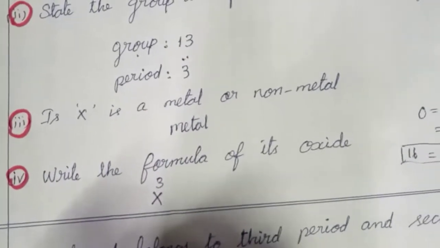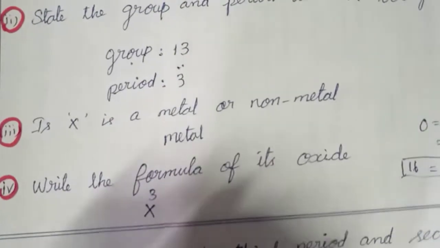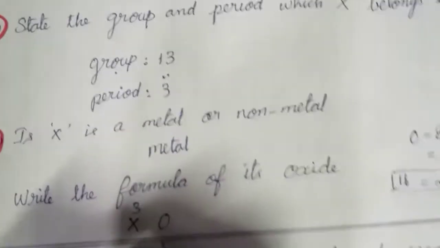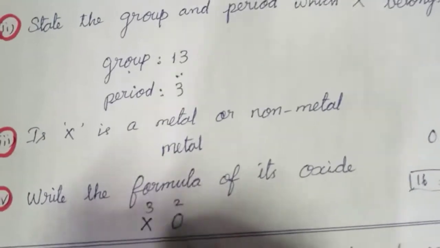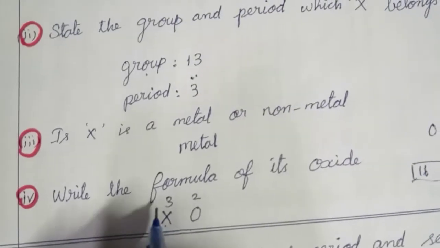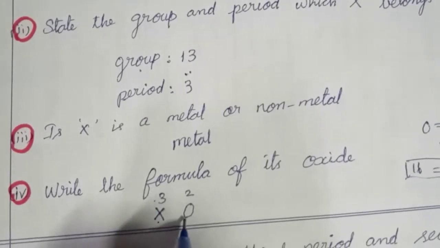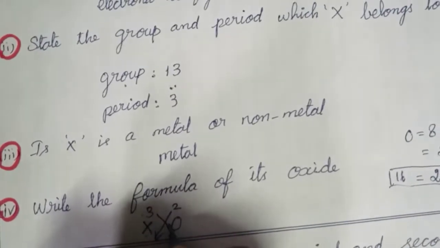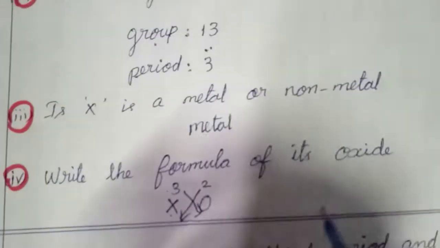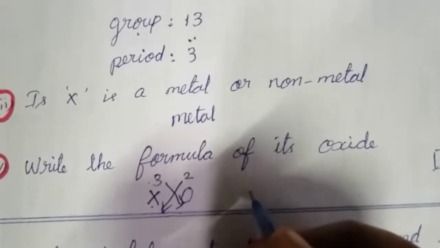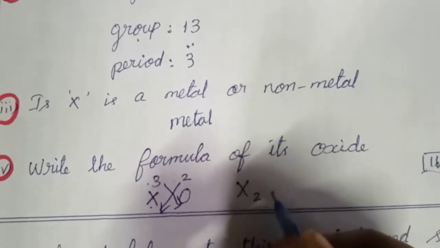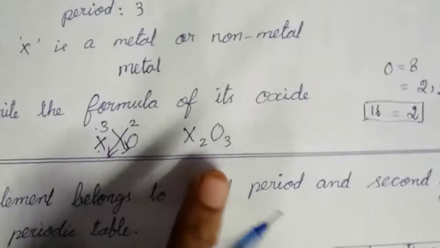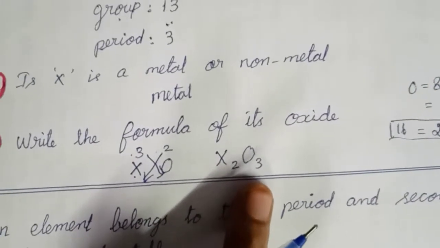Next, it reacts with oxygen. So write the symbol of oxygen and write the valency of oxygen on the top. The valency of X is 3, the valency of oxygen is 2, then cross multiply. Now we get X2O3. This is the formula for the oxide.